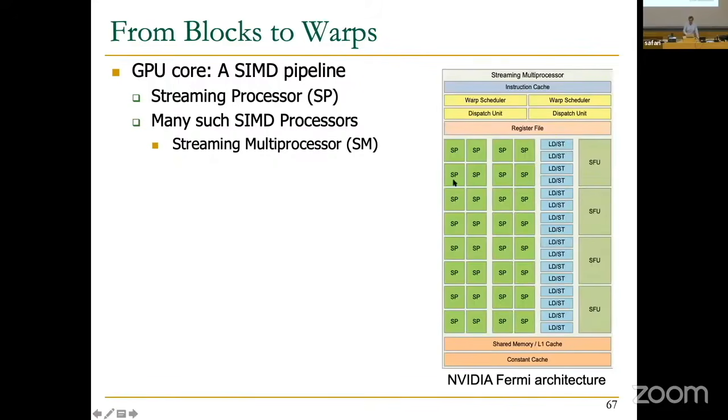So this is one of NVIDIA's architectures, if you will. You can see that they call it a streaming multiprocessor. There's an instruction cache. There's a warp scheduler. There are multiple warp schedulers.